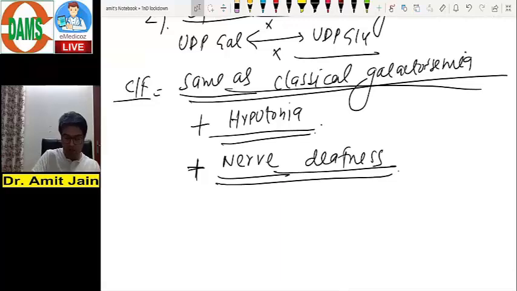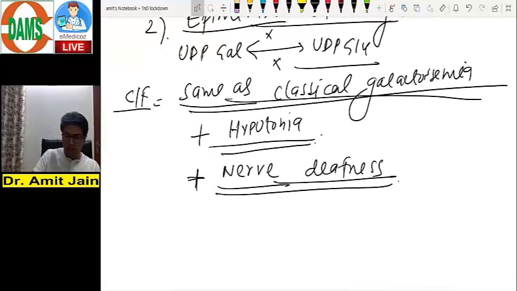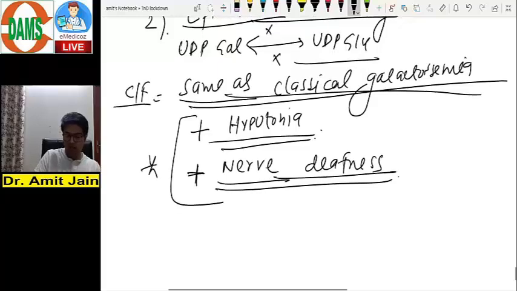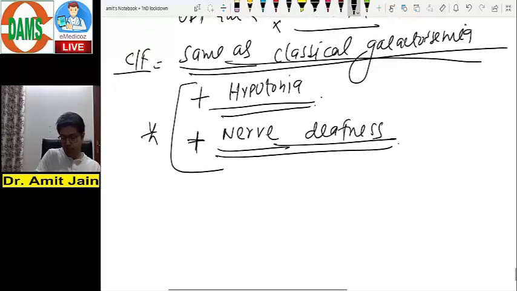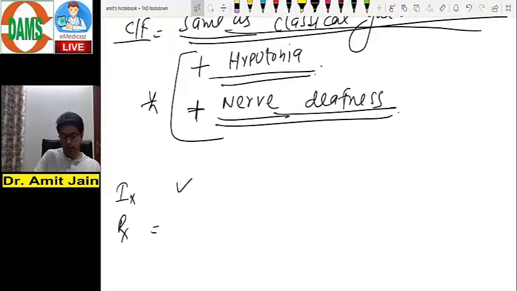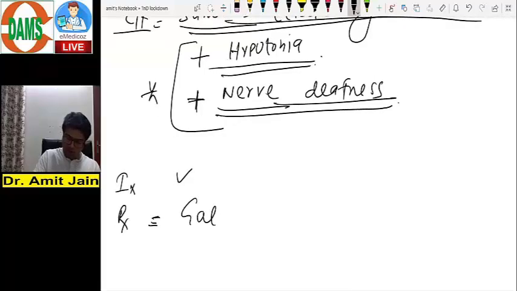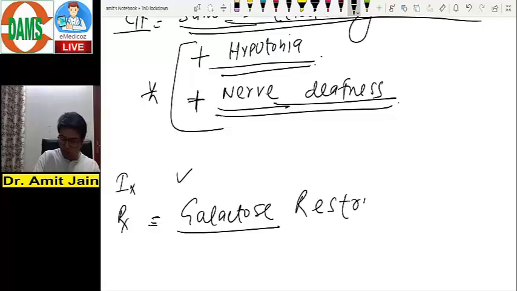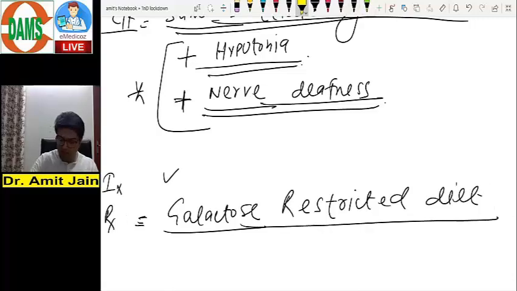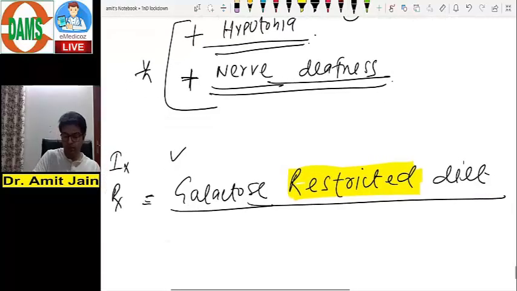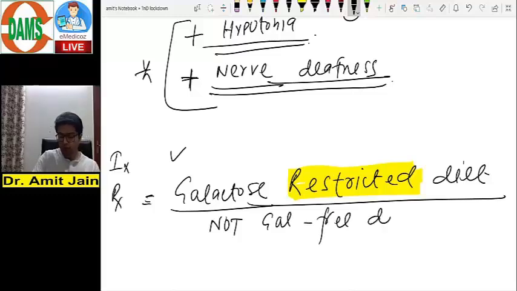Okay, guys, now let's see. In this case, everything is the same except these two features are extra. Investigation will be the same. Management is different. In the management, you have to give this patient a galactose restricted diet. Please highlight this word, restricted diet. Why not galactose free? So not the galactose free diets.